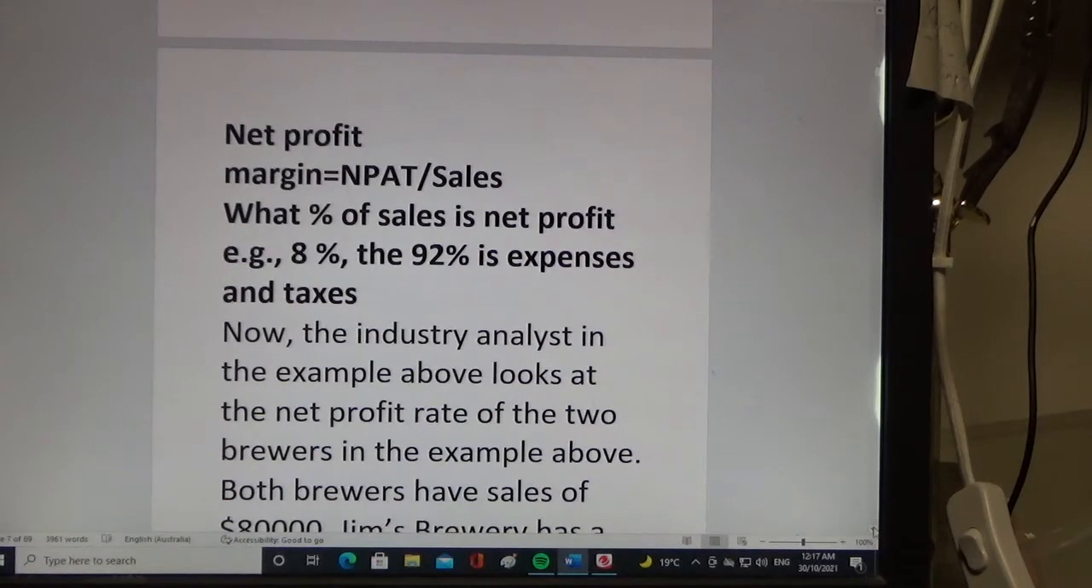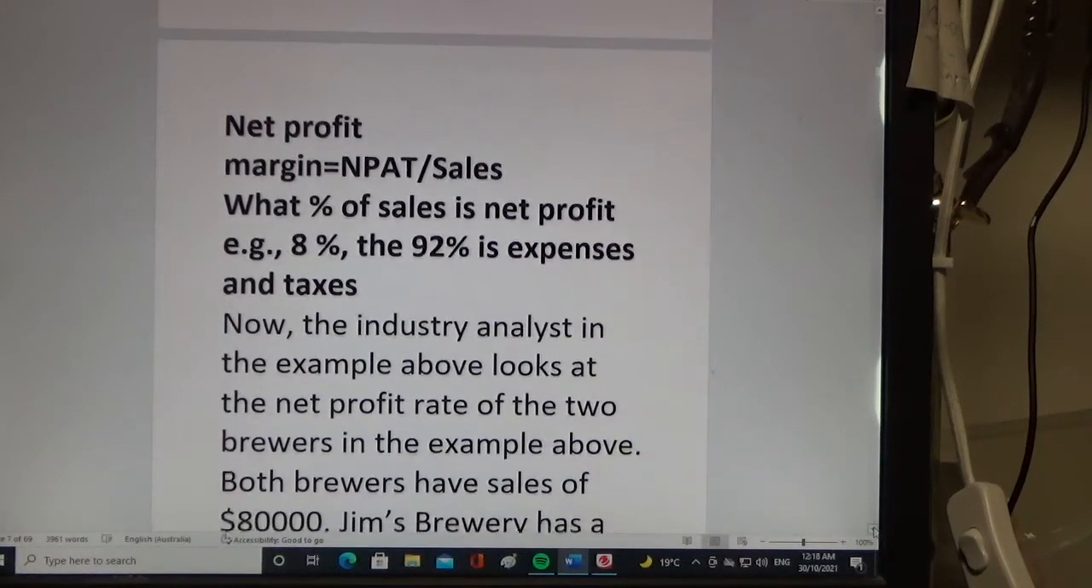The 92% is expenses and taxes. So gross profit minus operating expenses gives you net profit after tax in the P&L, okay? So you've got to incur a lot of expenses to gain income on the income statement.